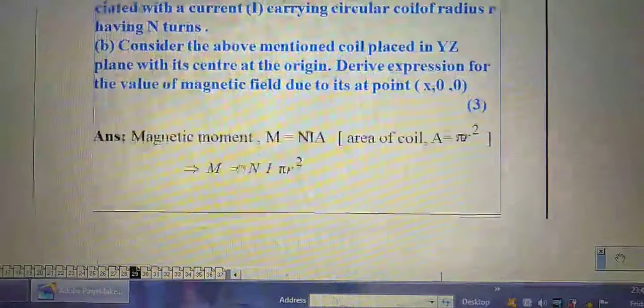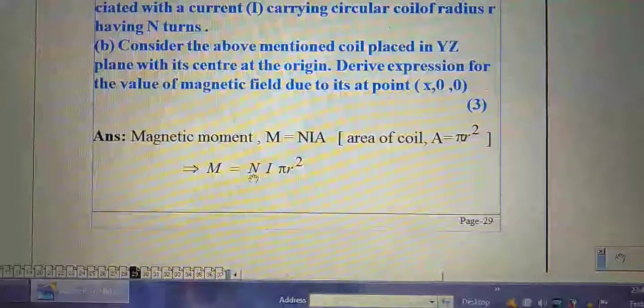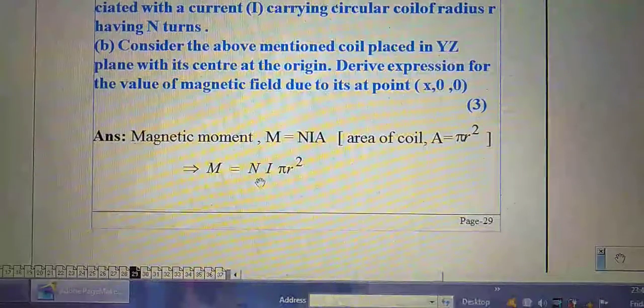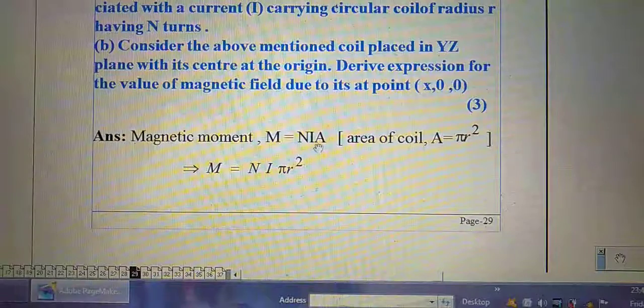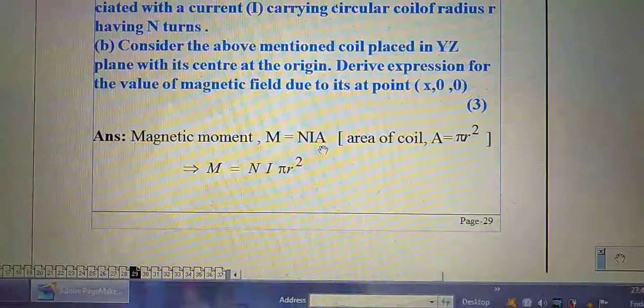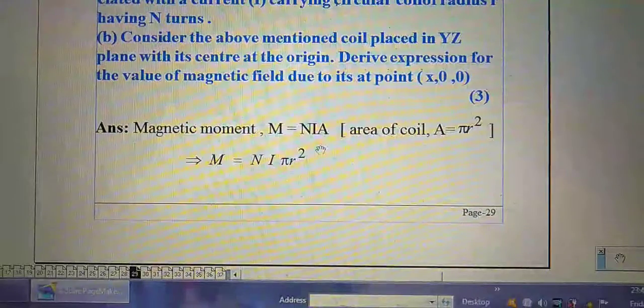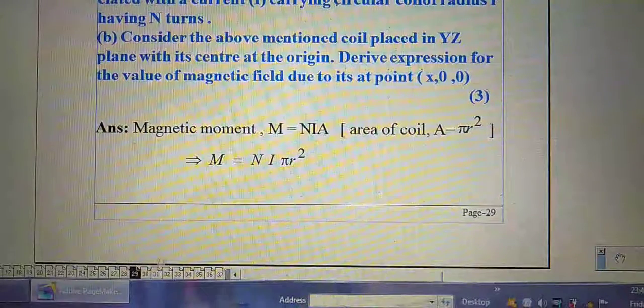Now, what is the formula of magnetic moment for one turn? That is m equal to IA. Since there are n number of turns, m equal to nIA, where A is the area of the coil. Therefore, m equal to nI times the area of the coil, which is pi r square.